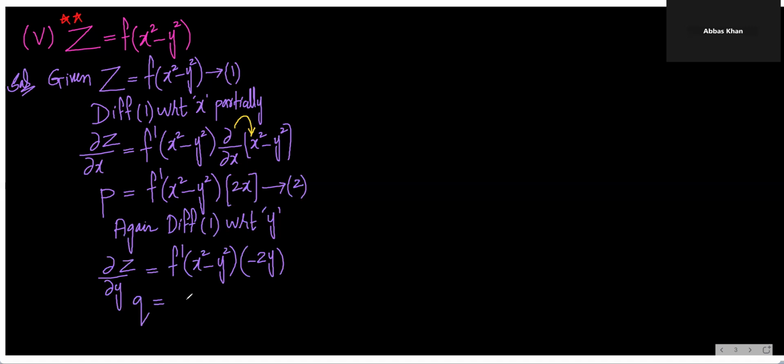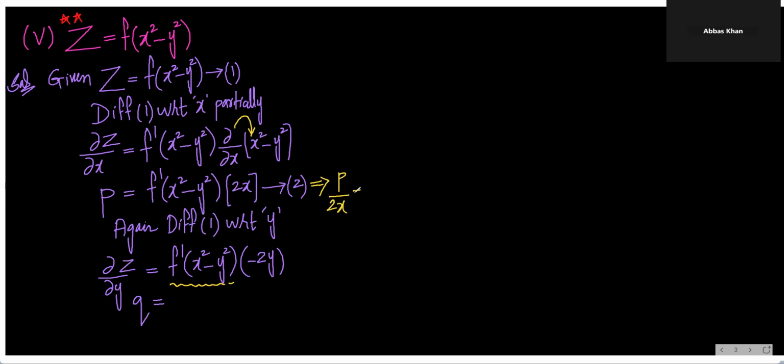Here there is a little logic, see what the logic is. This logic is that the value of f dash of x square minus y square can be taken from here. So if you take out its value from this, this implies p by 2x.